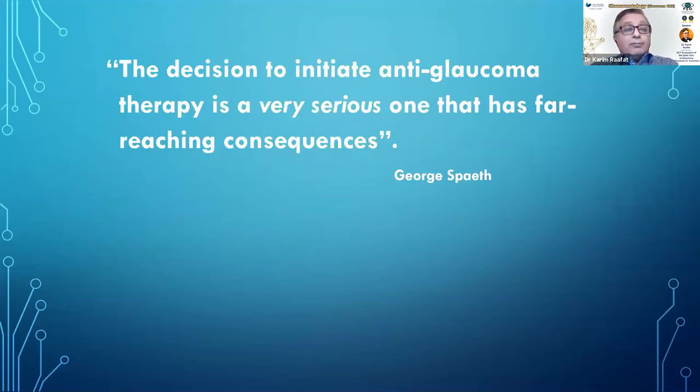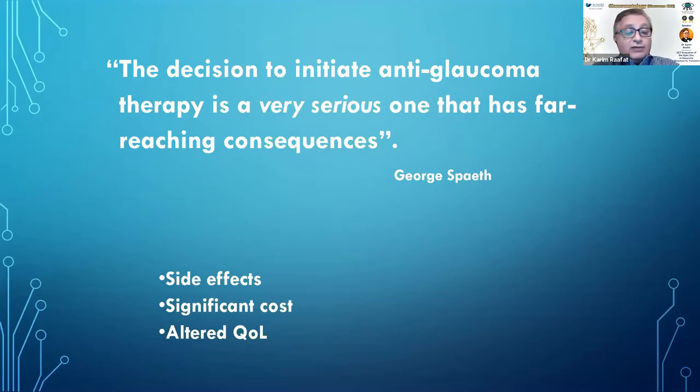Besides early diagnosis, we have to avoid overdiagnosis. Sometimes the suspicious mind gives us an overdiagnosis. I quoted this from George Spaeth in his textbook: the decision to initiate anti-glaucoma therapy is a very serious one that has far-reaching consequences. Of course, we know that it has side effects, significant cost, and alters the quality of life. So we don't have to be biased, either overdiagnosis or underdiagnosis.